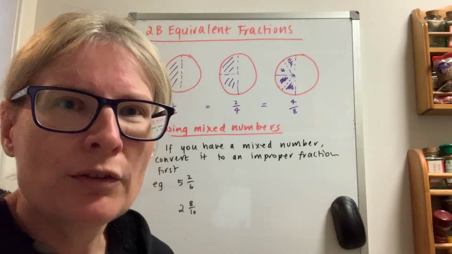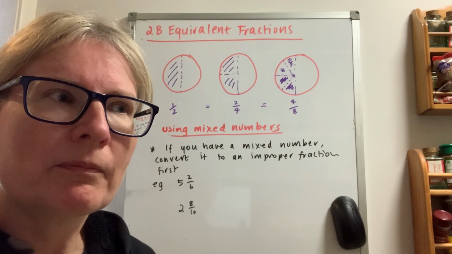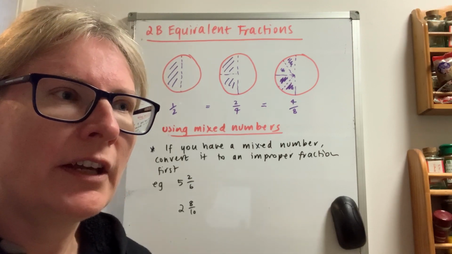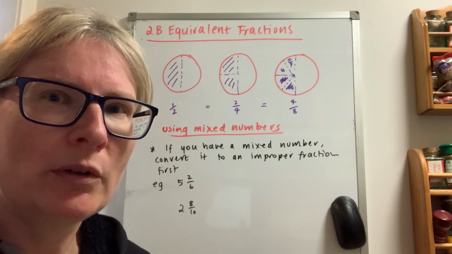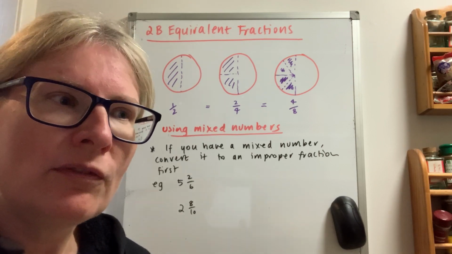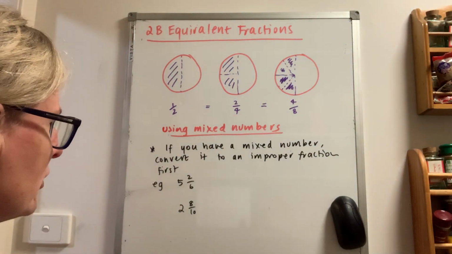Okay, in this last video in 2B, we're just looking at converting, well, simplifying and cancelling fractions, but also making larger equivalent fractions if the number you start with is a mixed number. So let's have a look at a couple of examples.